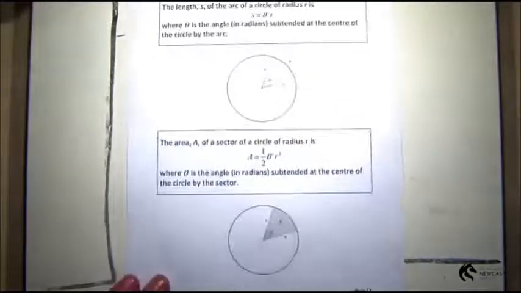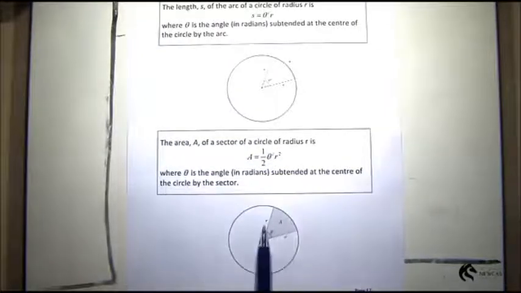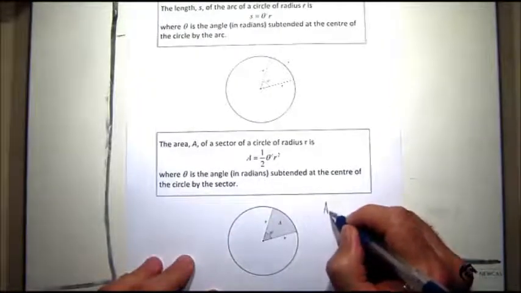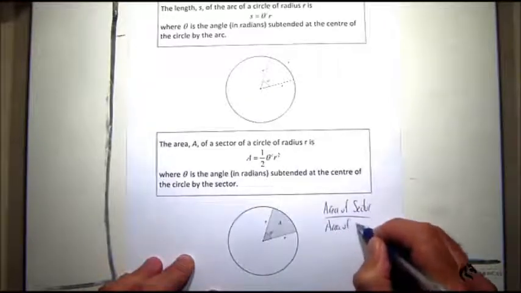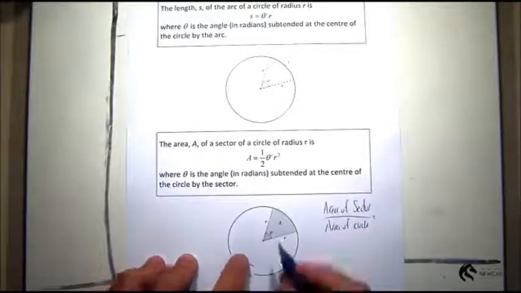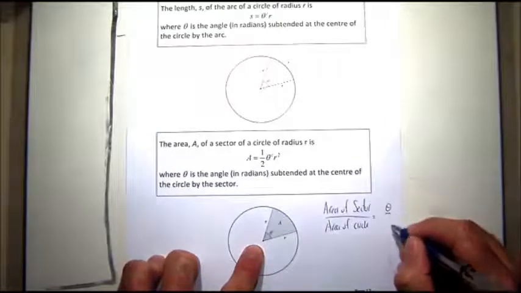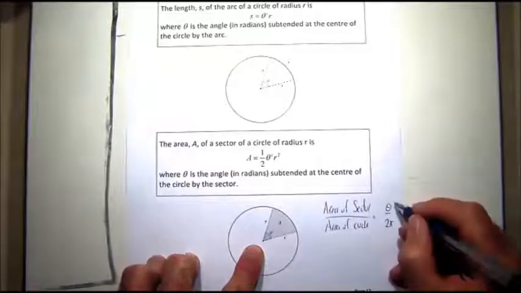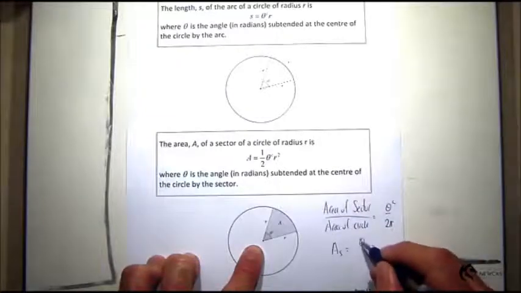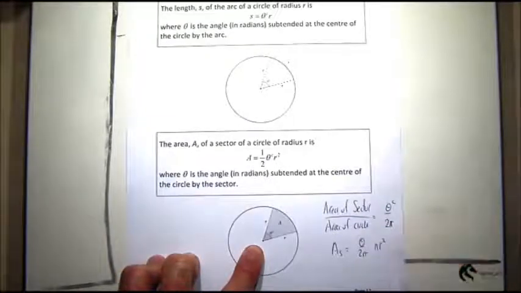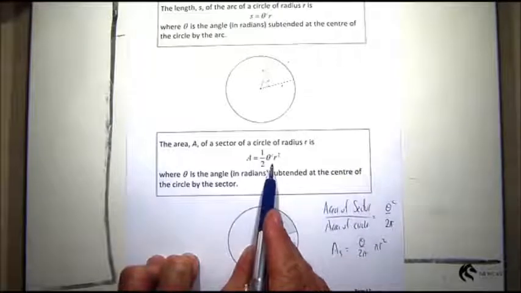And the other formula that we've got is that the area of a sector of a circle, so that's this area in here, is a half theta r squared. And where does that formula come from? Essentially the ratio of the area of the sector to the area of the circle is equal to the ratio of the angle to the angle for an entire circle, which is 2 pi. And so the area of the sector is theta on 2 pi times the area of a circle, which is pi r squared. The pi's cancel out, and I'm left with a half theta in radians r squared.